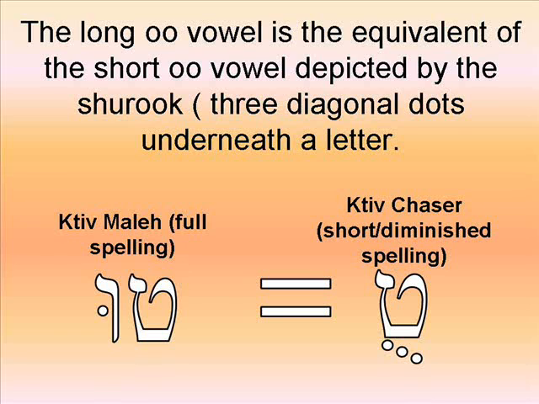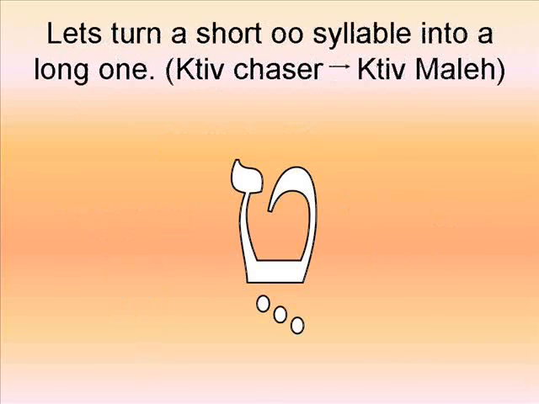Let's look at the short U vowel, tet and shuruk underneath it, tu. That's כתיב חסר, or in literal translation, short or diminished spelling. Now, the short U vowel is the equivalent of the long U vowel. That is כתיב מלא, full spelling. Let's turn a short U syllable into a long one, meaning let's turn the כתיב חסר, the short spelling, into כתיב מלא, the longer spelling.